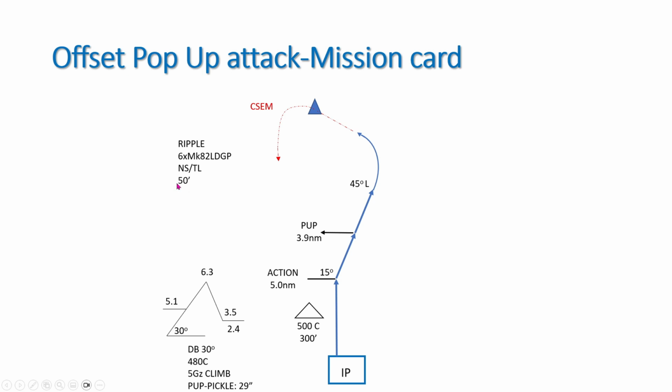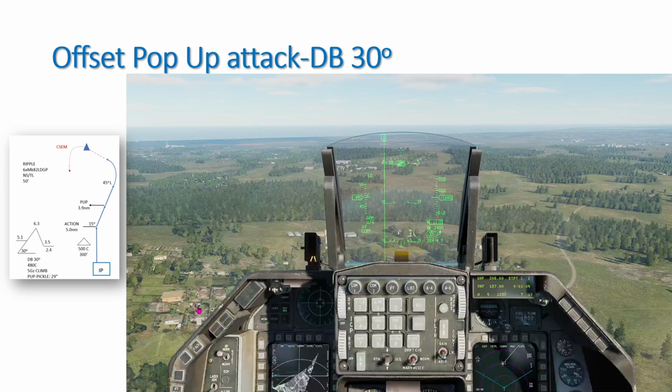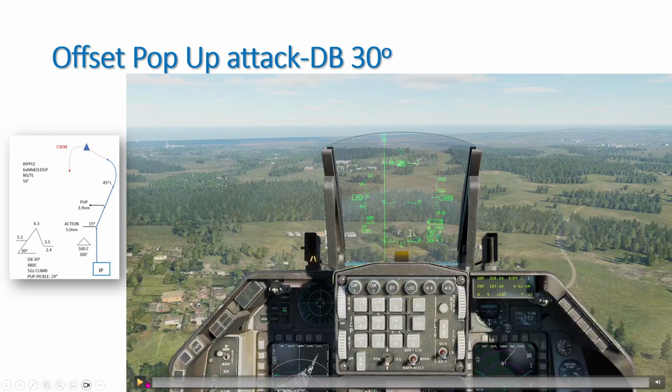As you can see here, we have the IP south of the target. We have the climb safe escape maneuver after the release, denoted with the dotted red line. So here is an example of this attack as it was done by me with an F-16 at the Caucasus map.